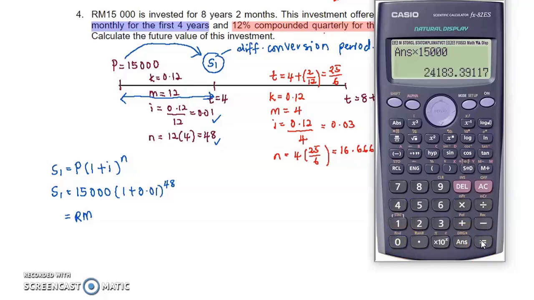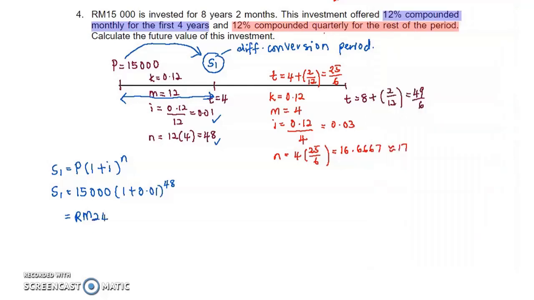So we get 24183.39. So at the end of year 4 here, we have 24183.39. Okay, now we want to know the value at the end of 8 years and 2 months. So we have another 4 years and 2 months here. So what if we keep this amount, value S1, for another 4 years and 2 months?